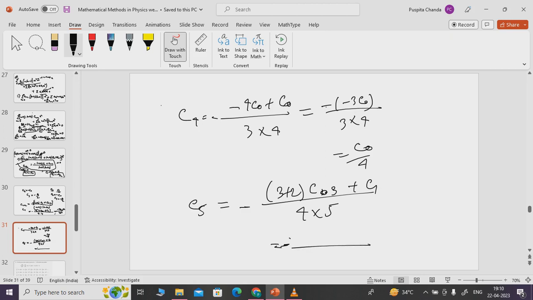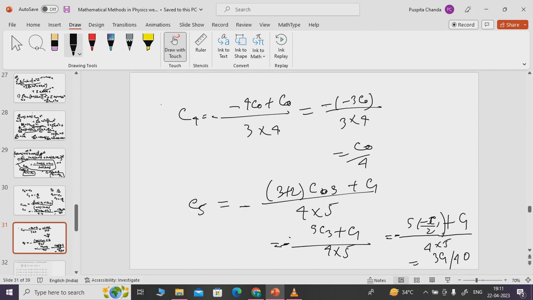So minus here 5 C3 plus C1, over 4 into 5. C3 is also minus C1 by 2. So minus here 5 into minus C1 by 2 plus C1, over 4 cross 5. After simplification it will become 3C1 by 40.